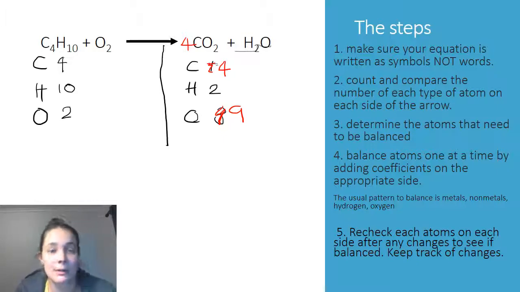So the next one that's going to be really easy to do is my hydrogens, H2, and I need to get to 10. So what times 2 will get me 10? 5. 5 times 2 will make this a 10. So if I put a 5 out the front here, 5 times 2 is 10. 5 oxygens here, plus the 8 oxygens here, will leave me with 13.